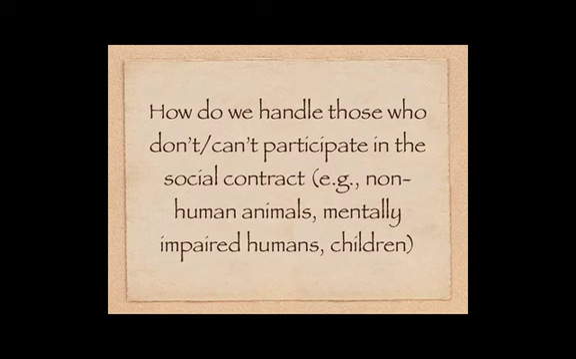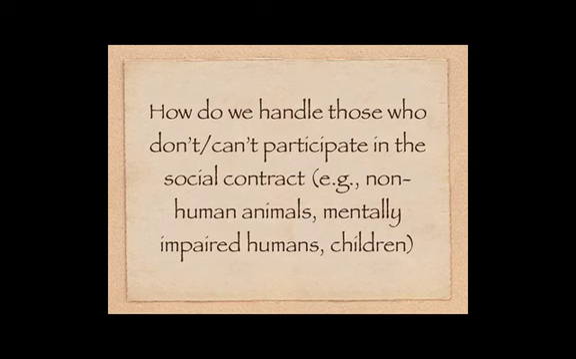So there's another part, and this sort of adds on to those who don't sign the contract. How about those who can't participate in the social contract? Who can't? On the one hand, we could say there's a problem with people who don't participate. But what about those who can't participate? So non-human animals, the mentally impaired, or children. What do we say about their standing within social contract theory?